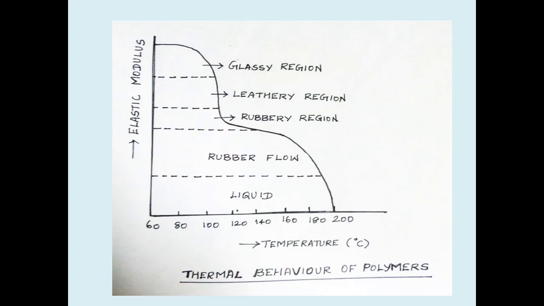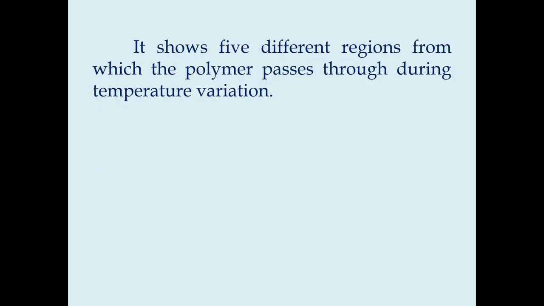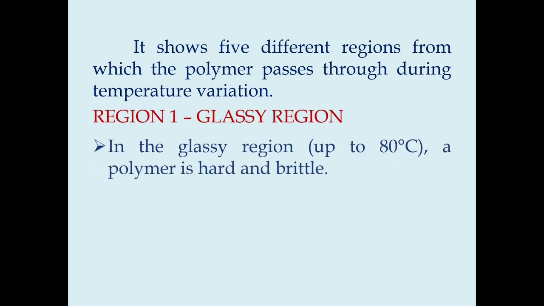From the plot we could see the elastic modulus drops, and it also goes from a glassy region, that is, from a solid state to a liquid state. So, let's see these regions in detail. From the graph we could see there are 5 different regions through which the polymer passes over the different temperature range. So, the first region is the glassy region.